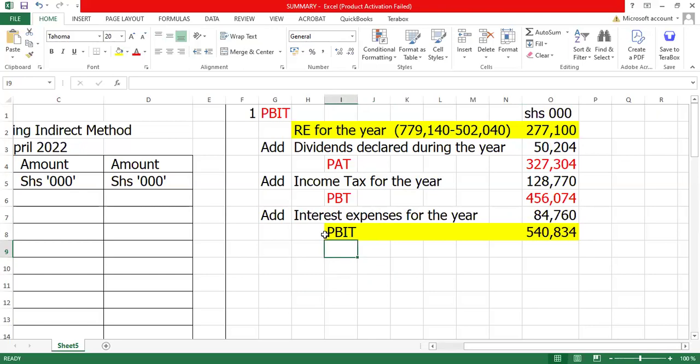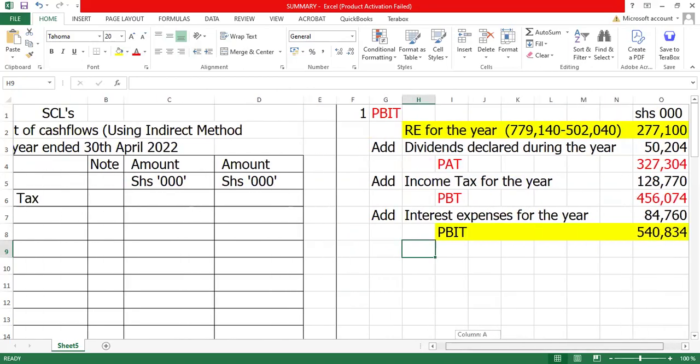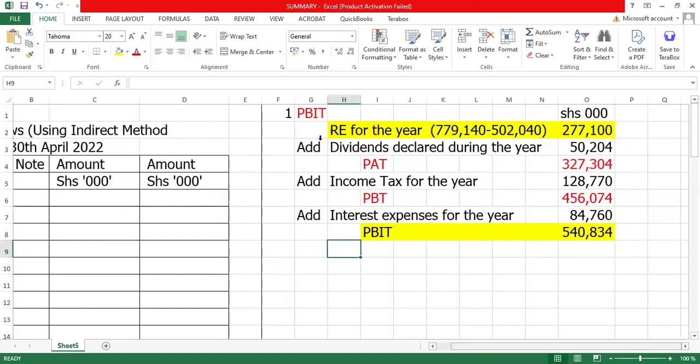Please, you need to master this. Are we all together? Yes. Master the steps.